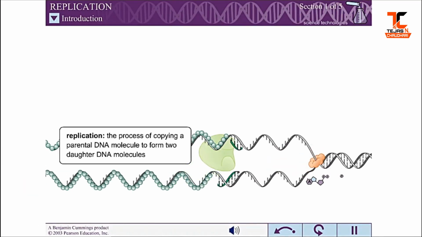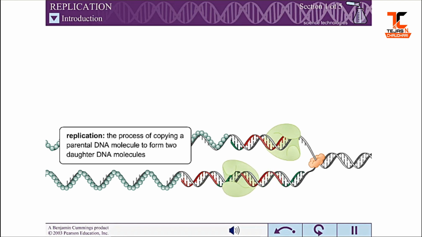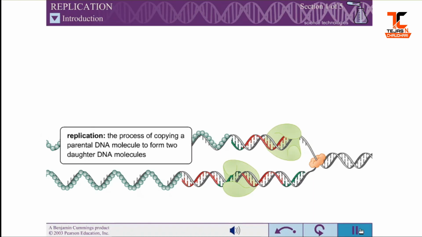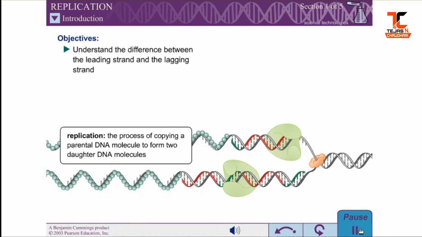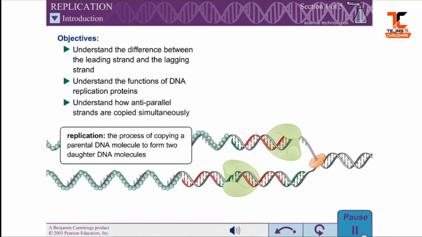The self-complementary nature of DNA allows each of the two strands of a parental DNA molecule to serve as a template for the formation of a daughter strand. This process is called DNA replication. However, the replication of even the simplest DNA molecule is a complex multi-step process involving several enzymes. When you have completed this exercise, you should understand the difference between the leading strand and the lagging strand. Understand the functions of several DNA replication proteins, and understand how the DNA replication machinery is able to copy two anti-parallel strands simultaneously.